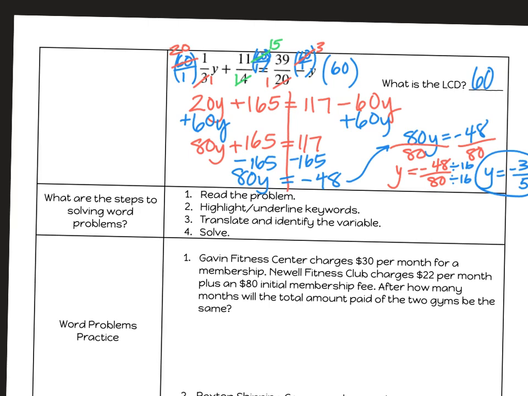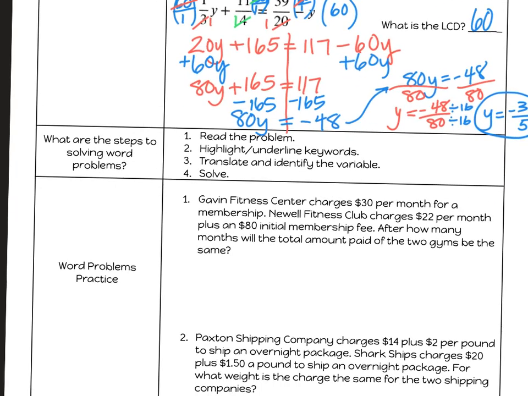So Gavin Fitness Center charges $30 per month for a membership. Newell Fitness Club charges $22 per month plus an $80 initial membership fee. After how many months will the total amount paid of the two gyms be the same? So let's underline some important information. So Gavin Fitness Center charges $30 per month.